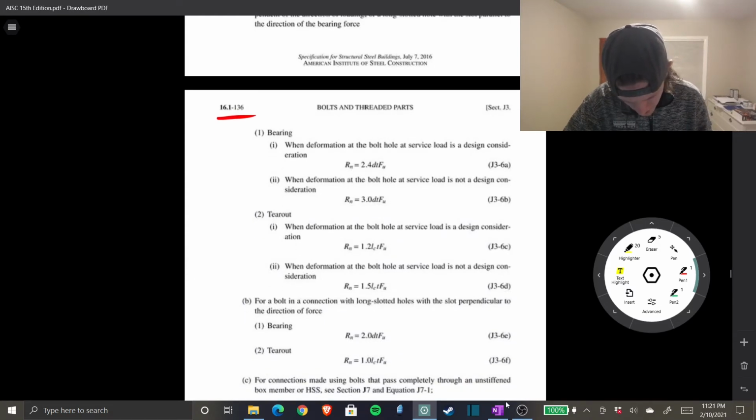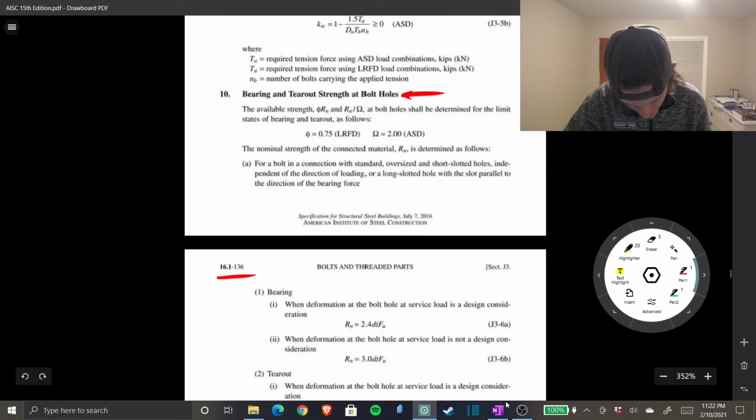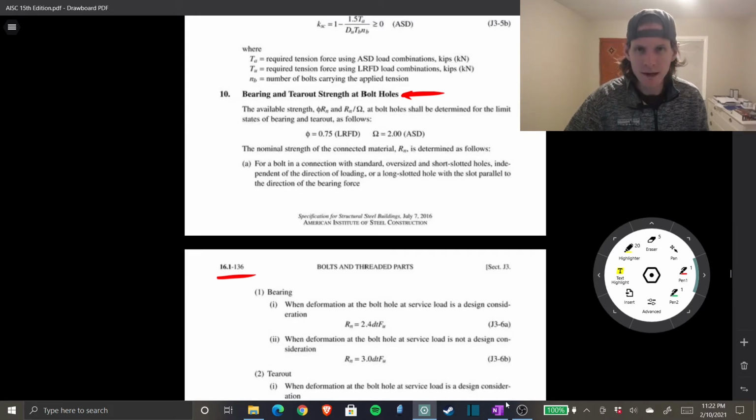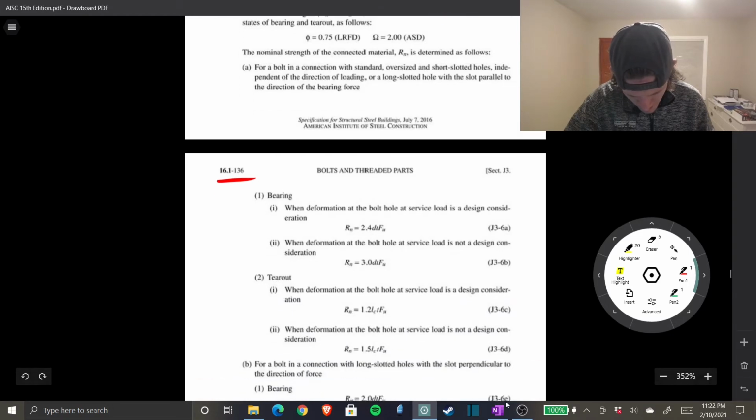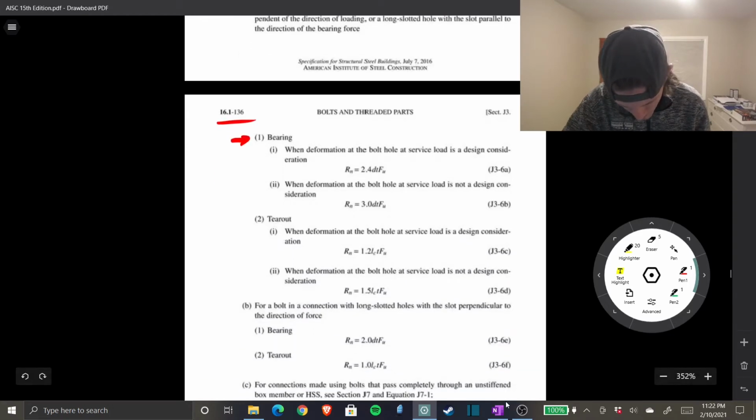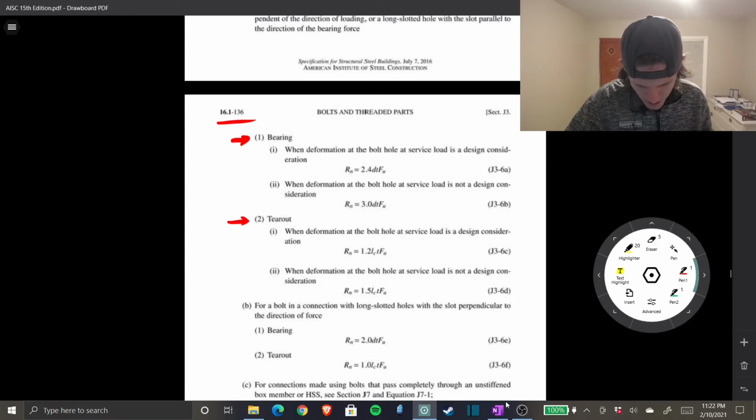And what we need to determine is, if we go back up top here, the available strength, phi Rn, or Rn over omega, at bolt holes shall be determined for the limit states of bearing and tear out as follows. And you have phi of 0.75, so that's good. We'll keep that in the memory bank. And then what follows is bearing with a couple conditions and tear out with a couple conditions. So for bearing, the two conditions are dependent upon if deformation is considered for your design. For our design, deformation is not considered.